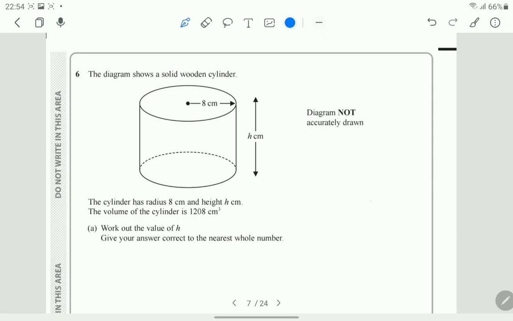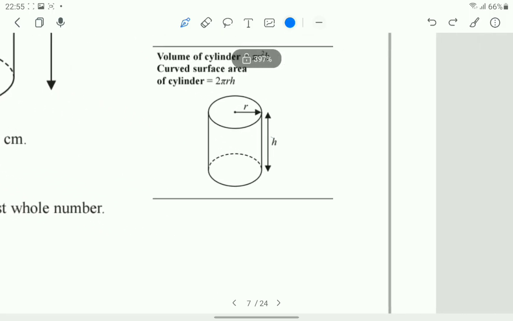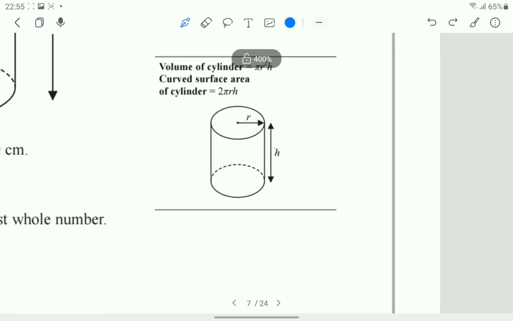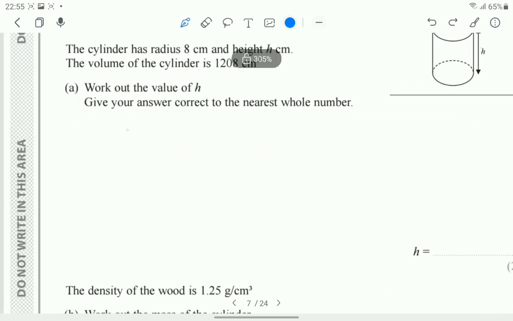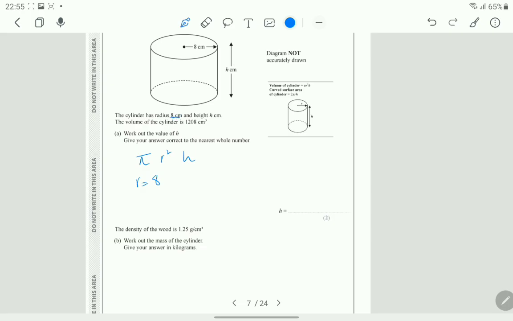Continuing, the cylinder has a radius of 8 cm and a height of h cm. The volume of the cylinder is 1208 cm cubed. Work out the value of h. Give your answer to the nearest whole number. For this you need to know the volume of the cylinder, but unfortunately we are not geniuses, not even me, newsflash. So this formula is given on the second sheet of your exam. The volume of a cylinder formula is pi r squared h. Guess what r is? It's given in the exam, 8 centimeters.